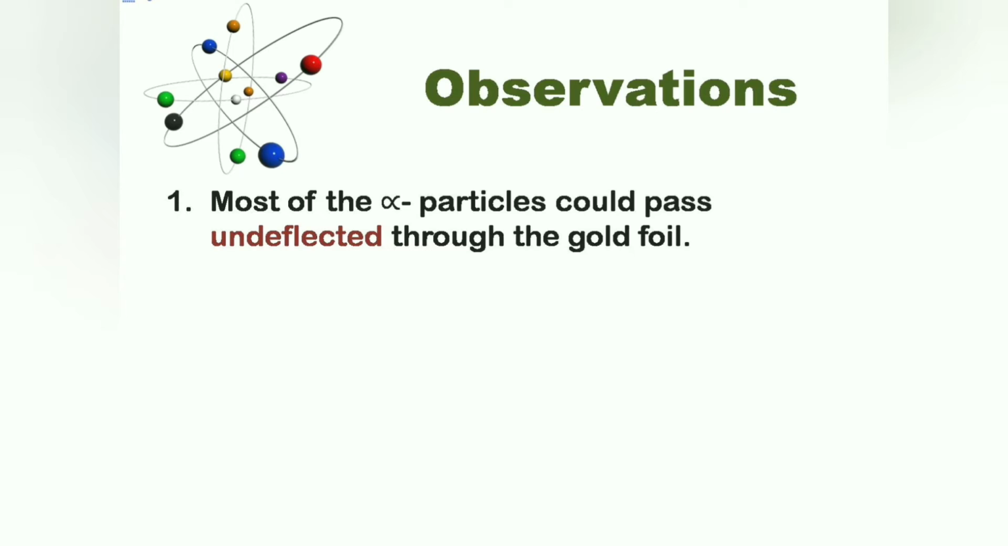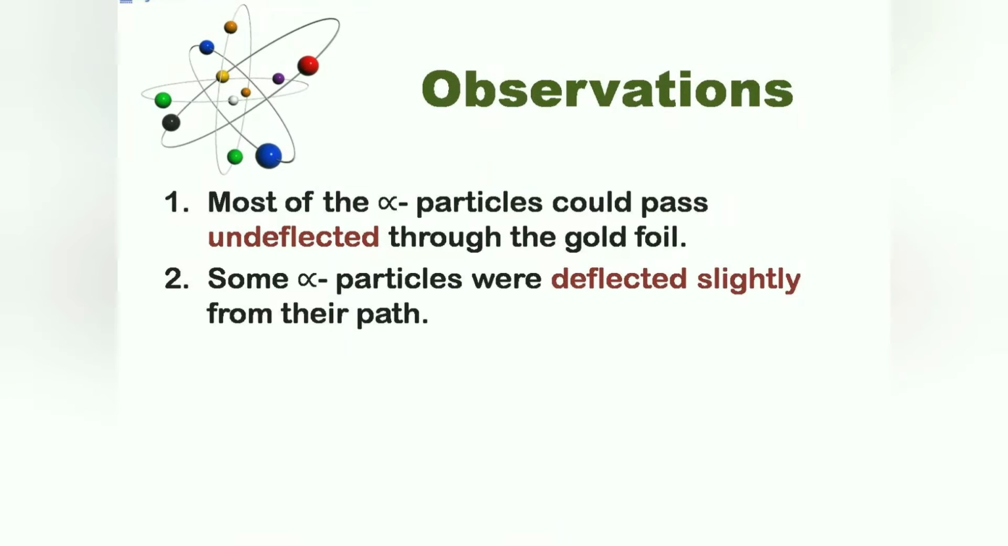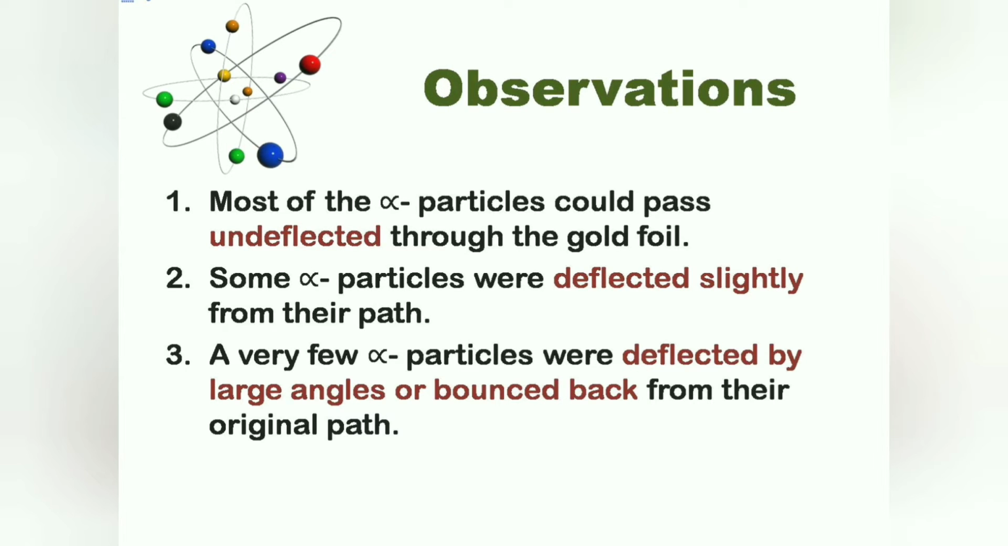So the 3 observations of this experiment are that most of the alpha particles could pass undeflected through the gold foil. Some alpha particles were deflected slightly from their path, and a very few alpha particles were deflected by large angles or bounced back from their original path.